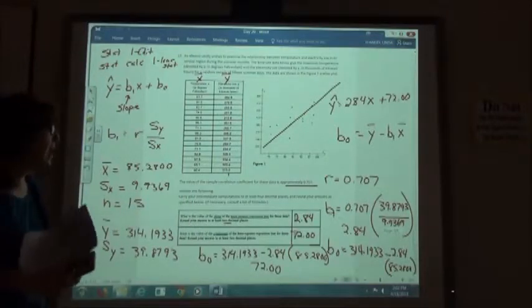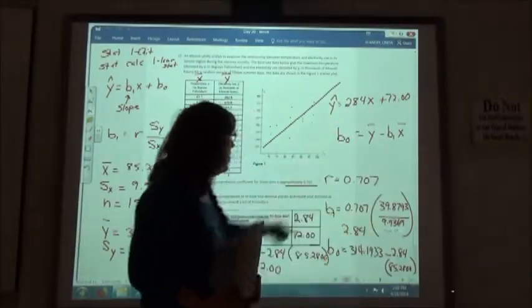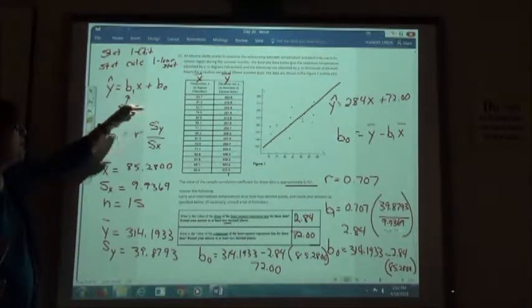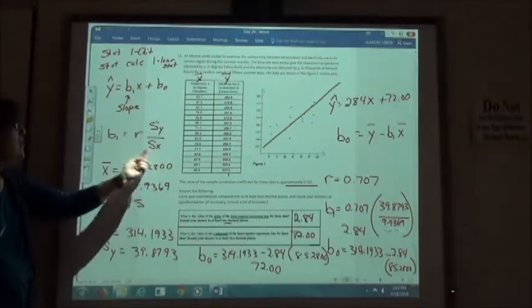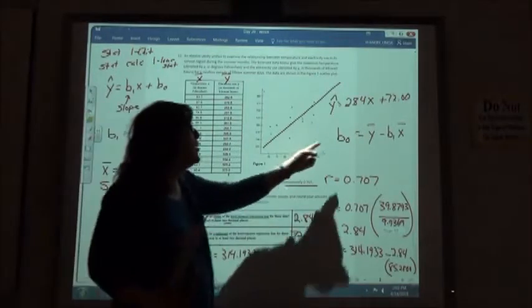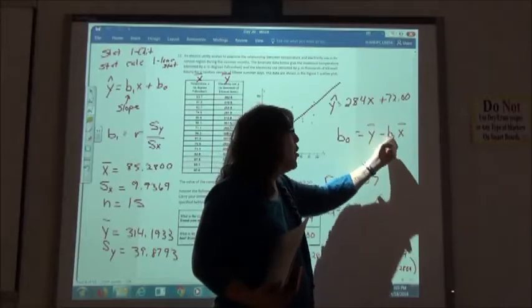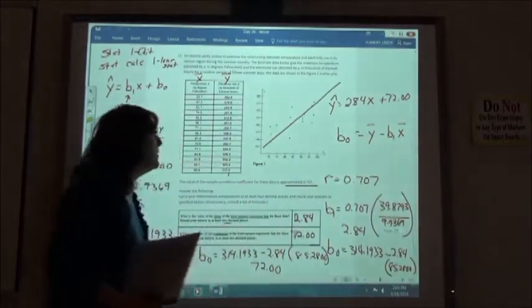So 2 parts to that. You're going to find the slope by taking r times the standard deviation of y divided by the standard deviation of x. And then you're going to find your y-intercept by taking the mean of y minus the slope times the mean of x.